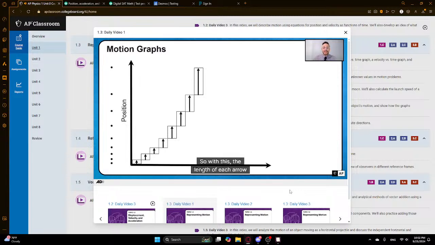So with this, the length of each arrow is how far the car moved in a given time interval. And that width represents those equal time intervals that we had. So this graph is showing an object with an increasing displacement per unit time. Now, because this is a position versus time graph, the slope of the graph represents the velocity. And what we see here is that the slope is increasing. That tells me that the velocity of the object is increasing as well.